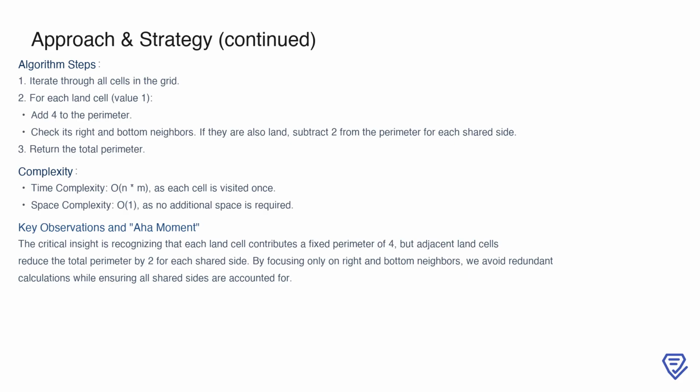The optimized adjacency counting approach can be implemented in a few simple steps. First, we iterate through all the cells in the grid.